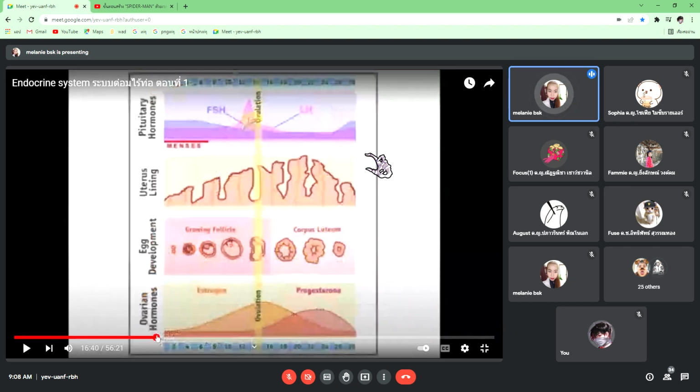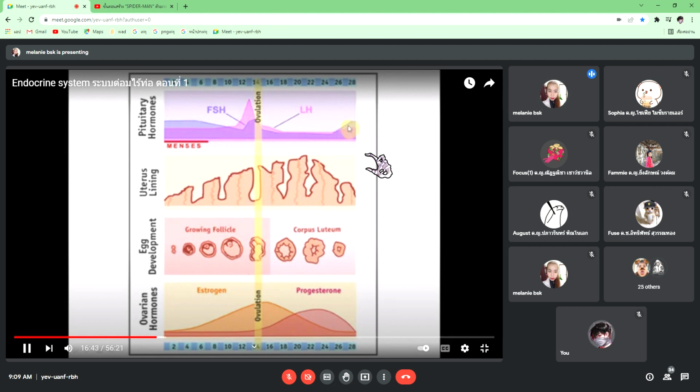First, the development of female, responsible for the reproductive development of female. Okay, so we have here the ovarian hormones, the egg development in the uterus. This one is inside the ovary of a female. Okay, for the boys, I cannot say the word because it's a little bit rude. Okay, children.